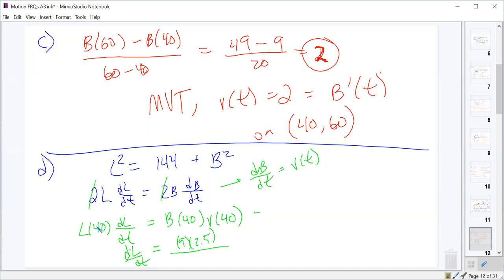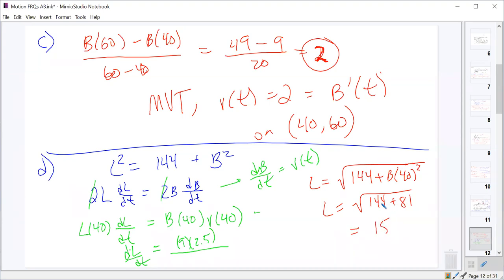And then L of 40 we'll have to figure out. So when L is, to figure out what L is at 40, it should be the square root of 144 plus b of 40 squared. And like we just said, b of 40 was 9, so this ought to be 144 plus 9 squared. That's 225. Square root of 225 is 15, so that ought to be a 15.